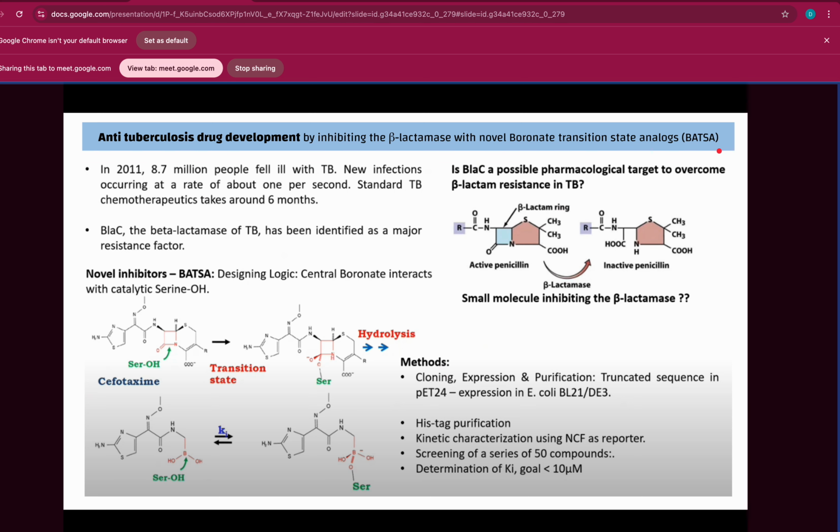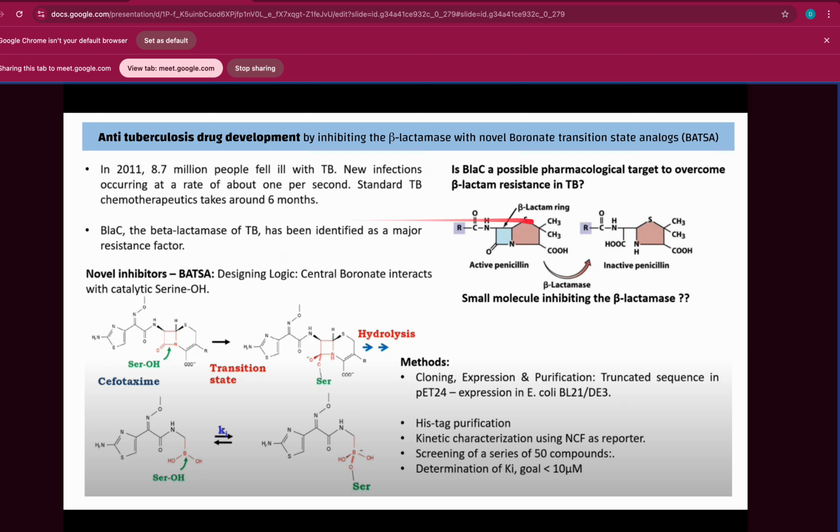So in 2011 it was seen that 8.7 million people fell ill with TB, and new infections were occurring at the rate of about 1 per second. So why was this infection occurring? Because the previously existing antibiotics were no longer working because there was resistance. And the beta lactamase of tuberculosis has been identified as a major resistance factor. This was responsible, which was inactivating the antibiotics.